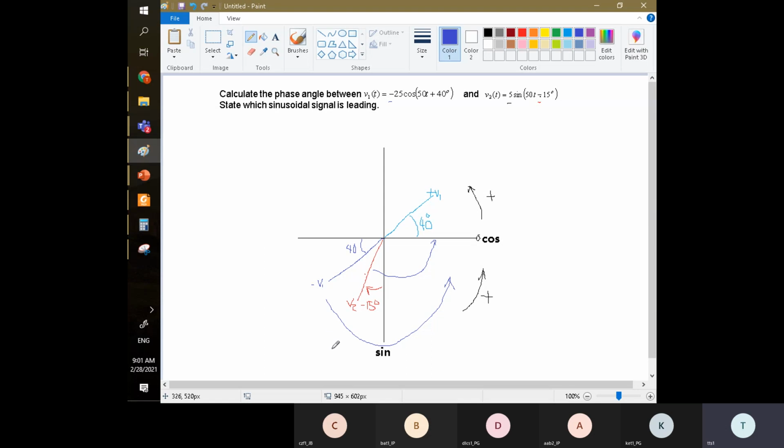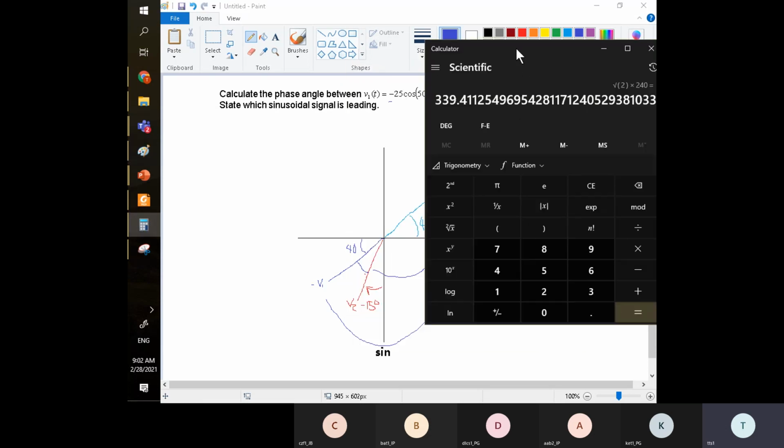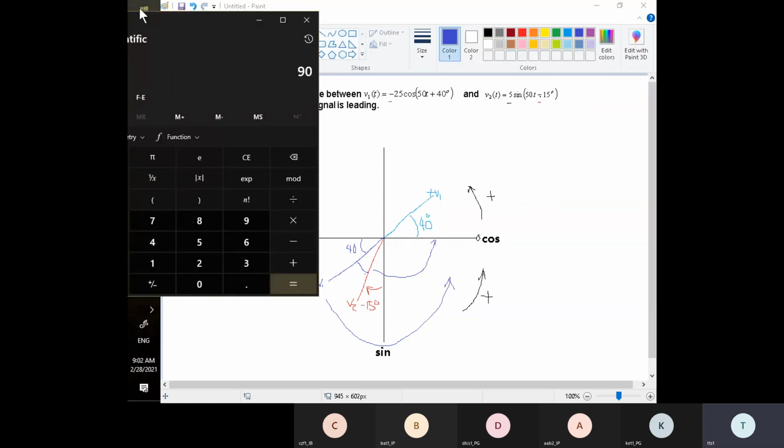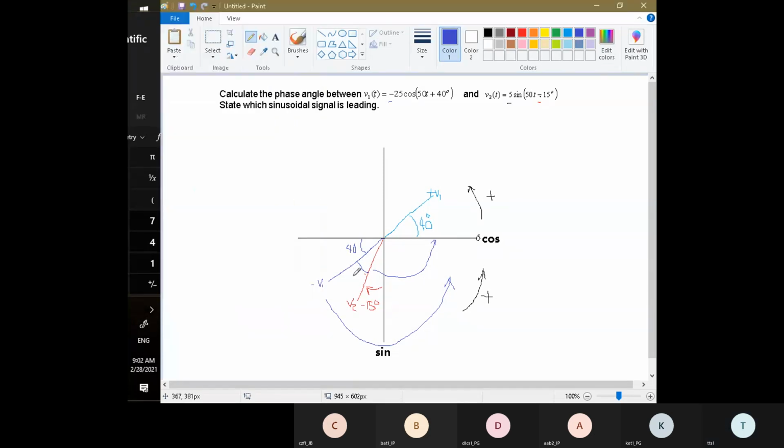So it's a V2 leading V1 answer, okay? And then the difference is this here. Here is the 15. Here is the 40. What's the difference here? You take the calculator. Total is 90 degree minus 40 minus 15. So we left 35. So here's 35. Separate these two lines. So V2 leads V1 by 35.